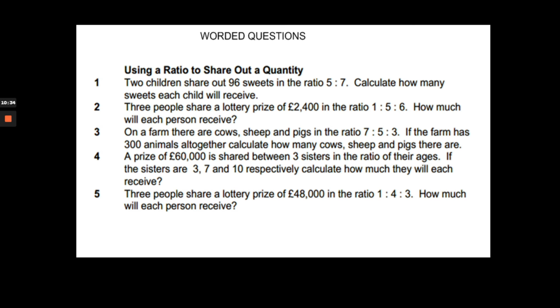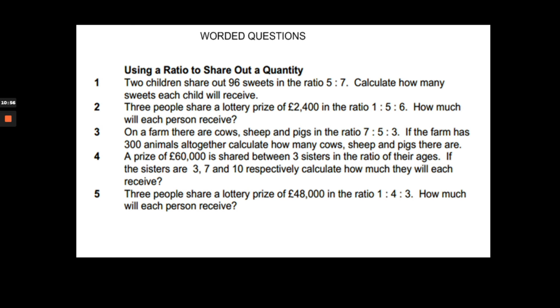So step 1 is add up the ratio, 5 add 7. Step 2, you take the amount, 96, and divide it by the answer from step 1. Once you've got that answer, you times it by 5, you times it by 7, and then you do your check at the end. So that's just talked you quickly through question 1. Can you pause the screen for 10-15 minutes? Give these ones a try.